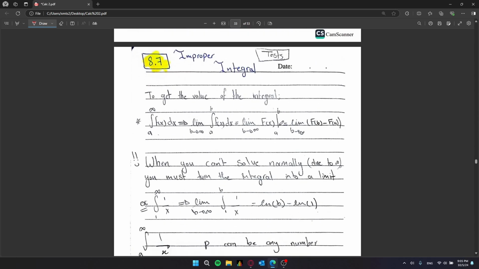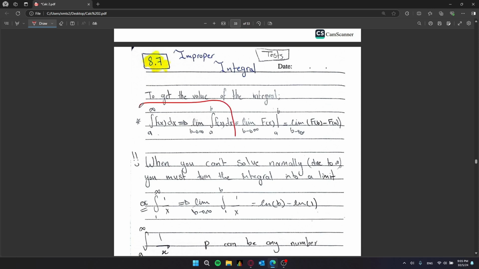Now, next lesson, improper integrals. What is an improper integral? It is an integral that has infinity. That's it. That's what they mean by improper. What does it mean, and how do you solve it? You simplify it. It might not make sense when the professor first explains it to you, but this is very simple. What you do is you take the integral and you turn it into a limit as the upper or lower bound approaches infinity.